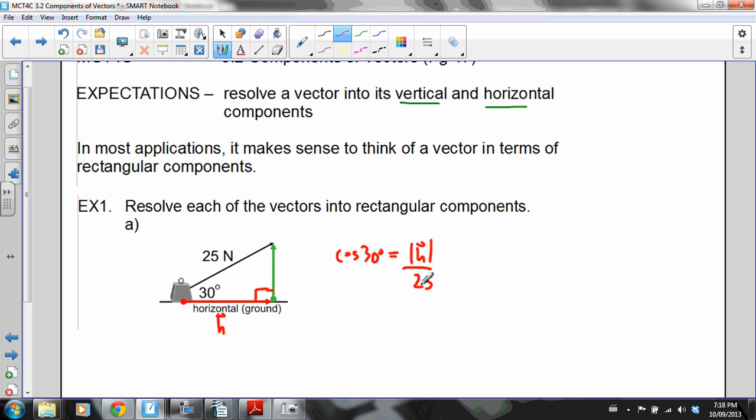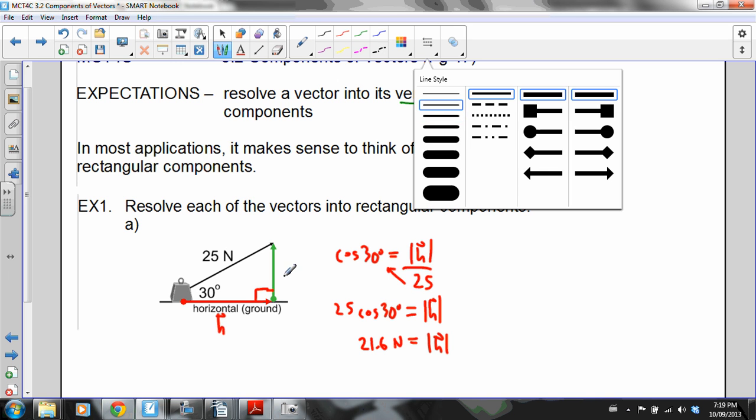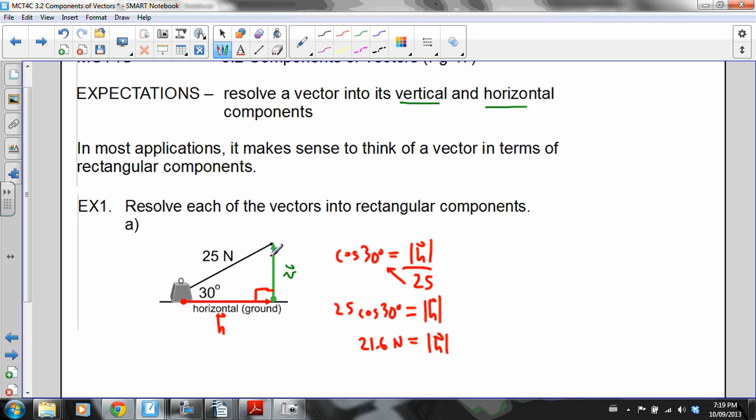The magnitude of h over the hypotenuse, I'm going to cross multiply. And that's about 21.6, and that's in newtons. And notice that's the magnitude of this red vector for the vertical component, the component that's tending to lift the weight.